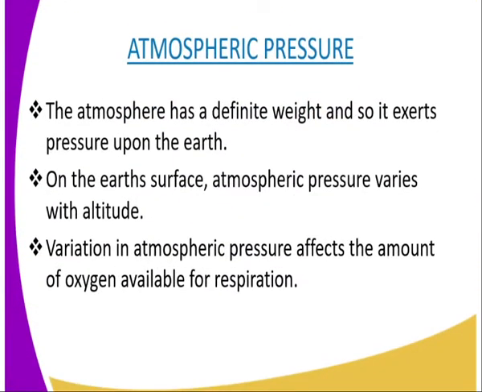The first factor we are going to look at will be the atmospheric pressure. As you know, the atmosphere has a definite weight and so it exerts pressure upon the earth. On the surface of the earth, atmospheric pressure varies with altitude. Variation in atmospheric pressure affects the amount of oxygen available for respiration and carbon dioxide for photosynthesis. These two gases affect the distribution of organisms.